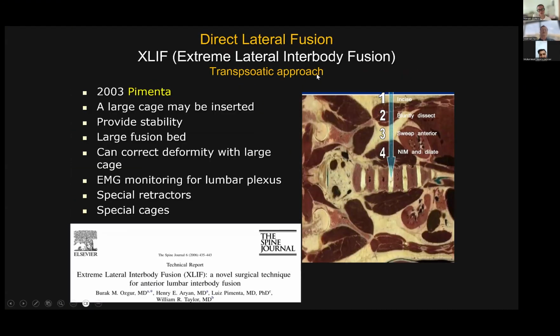What about direct lateral fusion or XLIF or the transpsoas approach? We prefer to use this term instead of the other, and it was first described by a Brazilian surgeon, Dr. Luis Pimenta, in 2003. The main advantage is that a large cage may be inserted, which provides stability. A large fusion bed is possible. However, there are some disadvantages.